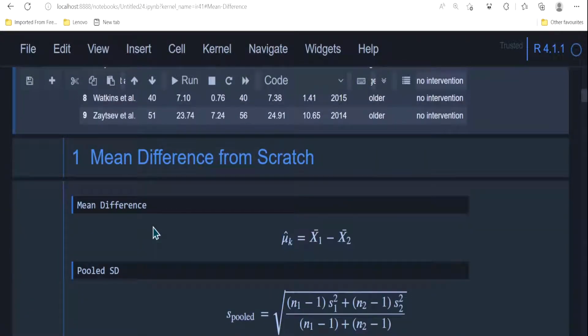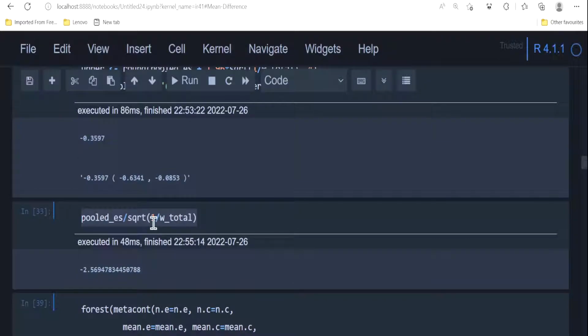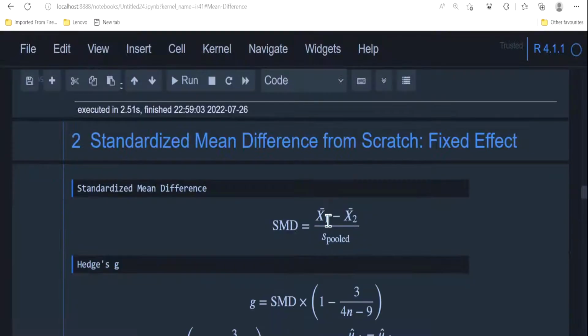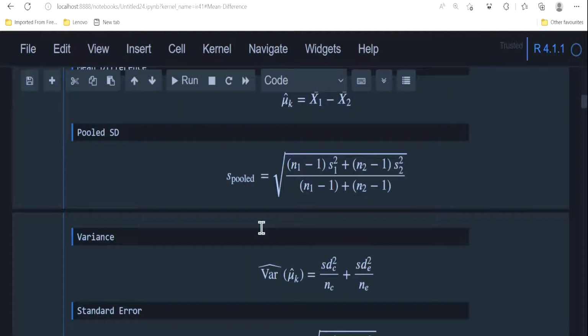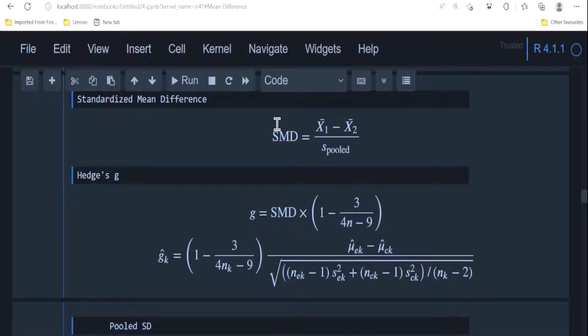The way you calculate the standardized mean difference is you simply calculate the mean difference, and then you standardize it by dividing by the pooled standard deviation. This is really the basic standardized mean difference: the mean in group 1 minus the mean in group 2, divided by the pooled standard deviation. I have already shown you how you calculate the pooled standard deviation, so this is how you calculate it. We will use this formula to calculate our standardized mean difference, but we will use the corrected effect size measure.